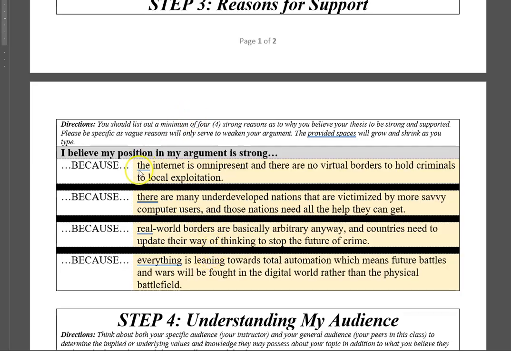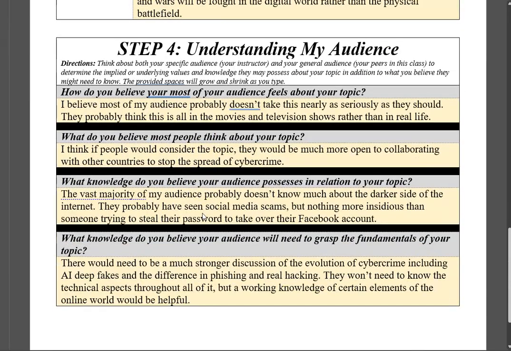I want 4. Don't write, because I have statistics, because my information is up to date. No. Look at mine. Look at the details I put into it. The internet is omnipresent, and there are no virtual borders to hold criminals to local exploitation. It's not just, I have good sources. No, I have examples. I have details. I have explanations, okay?